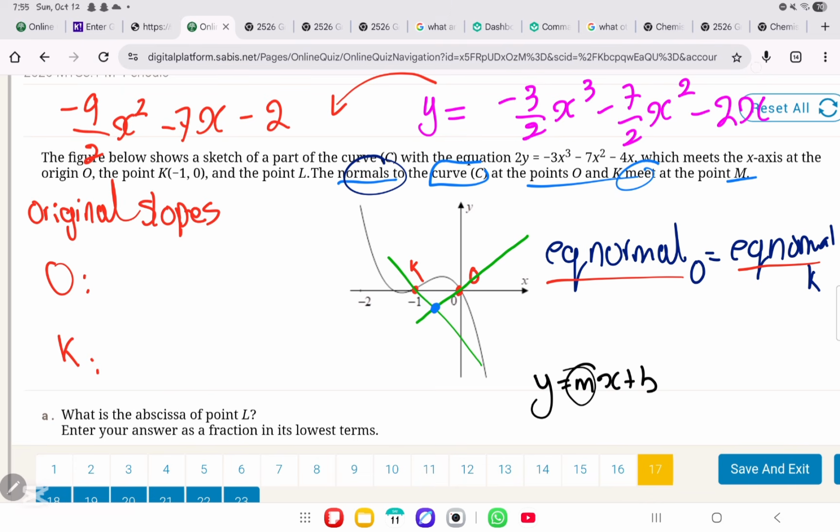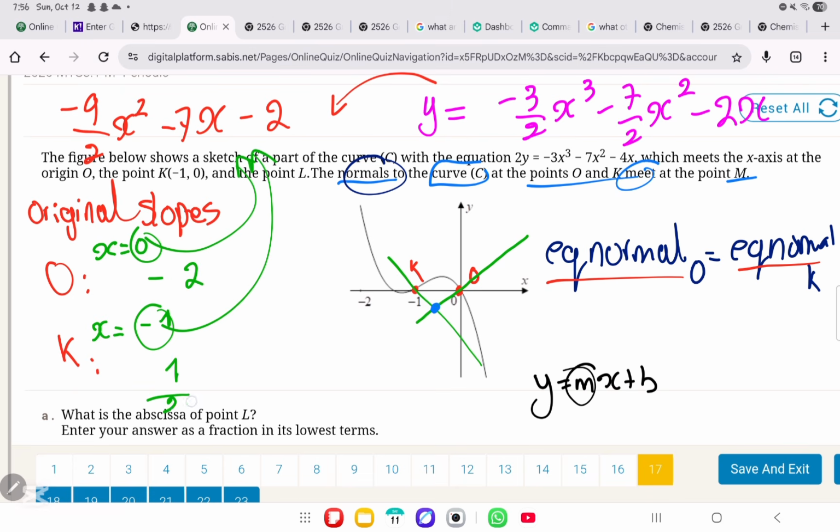And now, to find the value of their slopes, we just need to substitute the x of O and the x of K. So O is 0 and K is minus 1. We need to substitute them in this equation, of course, and we will get the value of their slopes. If you substitute 0, you're going to get the slope to be minus 2. And if you substitute minus 1, you will get the slope to be half.